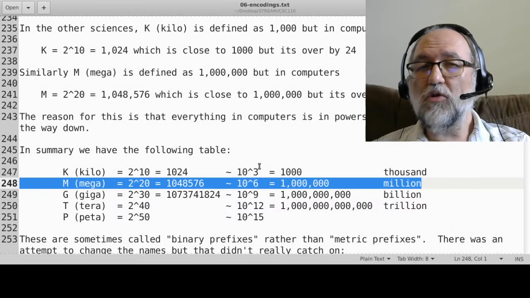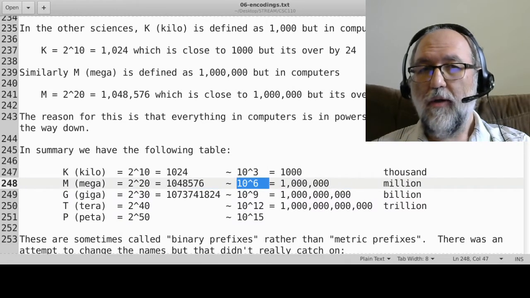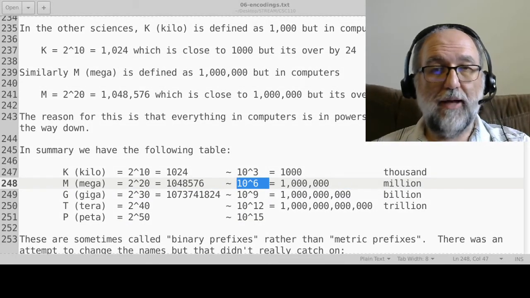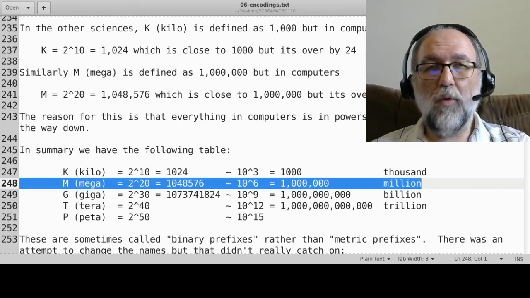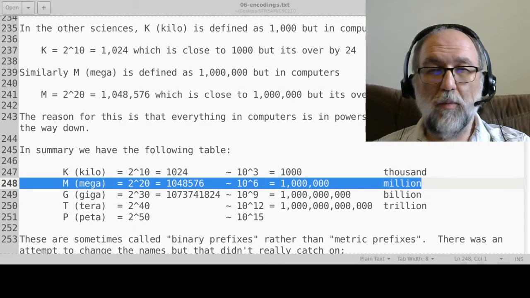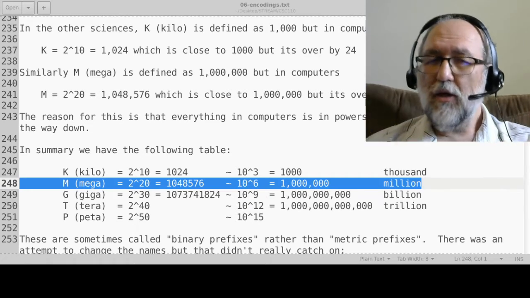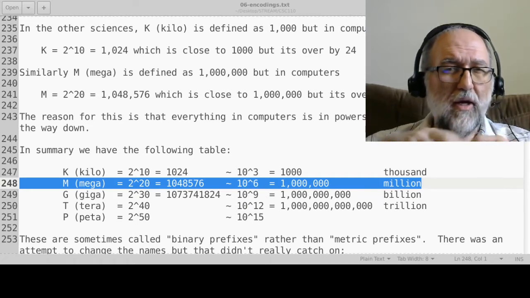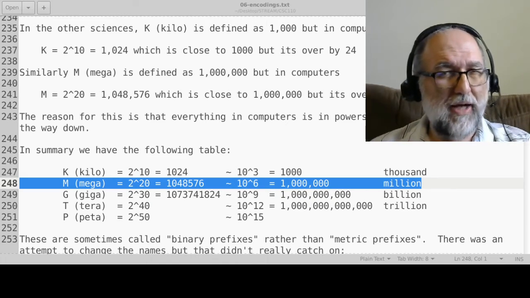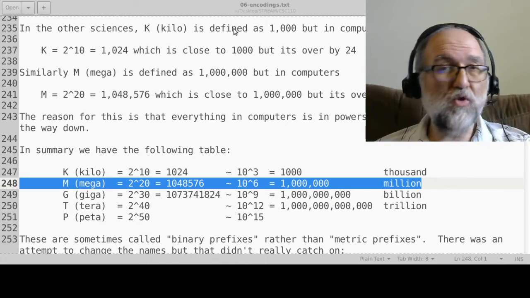which is 1,048,576. That is close to 10 to the 6th power, which is 10 multiplied by itself 6 times, close to a million. We'll approximate mega as a million when we do our word problems, but it is technically exactly 2 to the 20. And you should know that. You should know that there's an exact number and then there's the approximation that most people use.